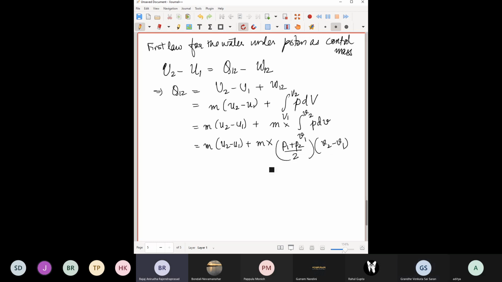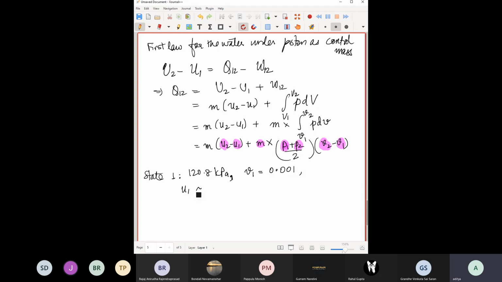So now we know what we know so far. You know what P1 is, you know what P2 is, you know what v2 and v1 are. We now simply need to find U1 and U2. We definitely know what the mass is. So state 1 is 120.8 kilopascal and v1 was 0.001. So U1 will be very close to U of the liquid.